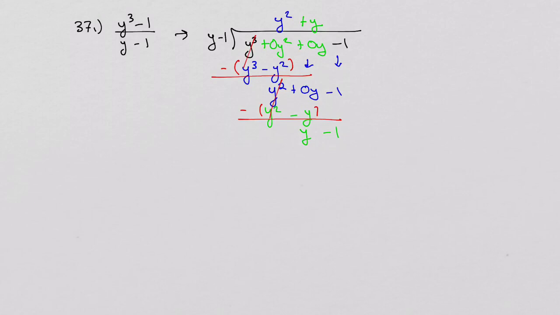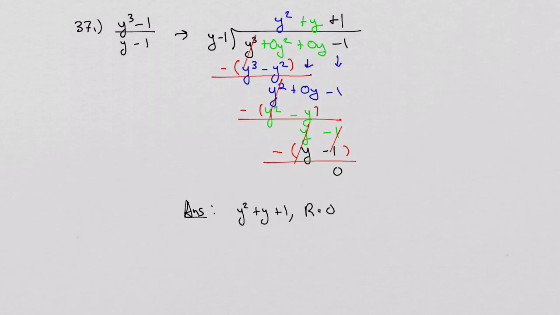And last but not least, how many times does y go into y? Well, it goes into it 1 time. So positive 1, multiplying 1 into y minus 1, you're going to get y minus 1, and when we subtract this, the y's cancel, and also the negative 1s will cancel, because it's going to be negative 1 minus negative 1, which will give us a remainder of 0. So our answer here is going to be y squared plus y plus 1 with a remainder of 0, or you can just leave off the remainder if the remainder is 0.